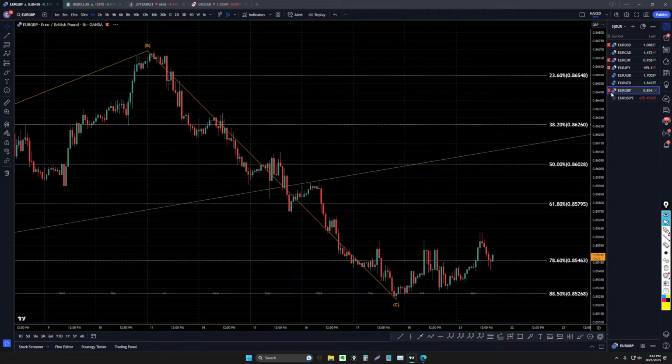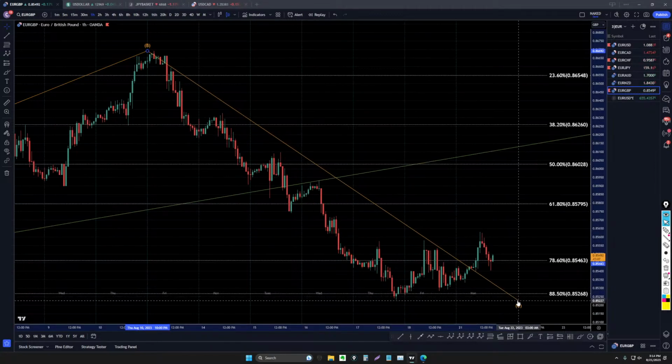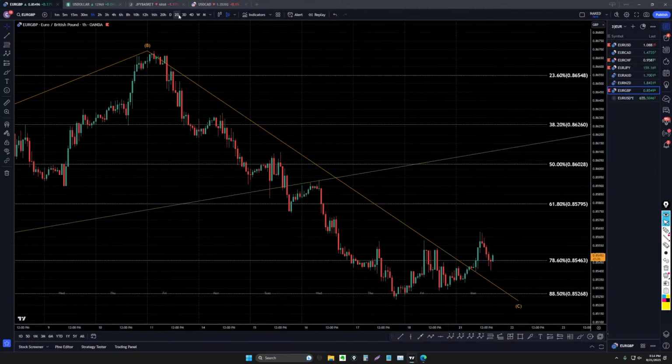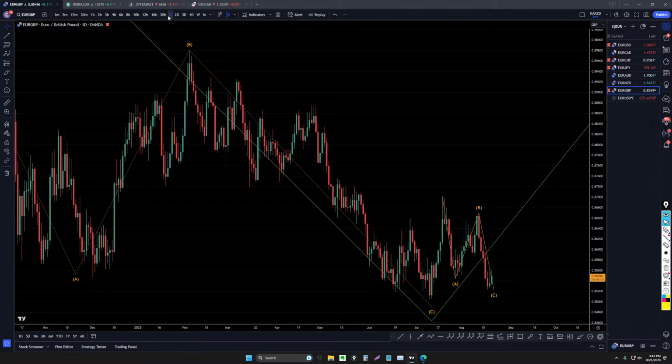So the euro pound. Ooh. Uh-oh. Did I end up getting in that trade? The euro pound I was thinking was going to go down one more time for like a wave 5 or something. Yeah, I was thinking that it was going to go down again, but it definitely may not.